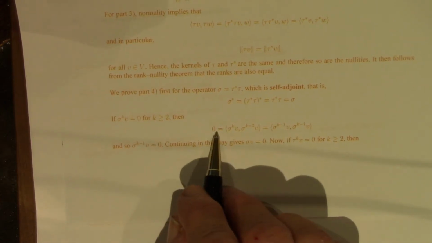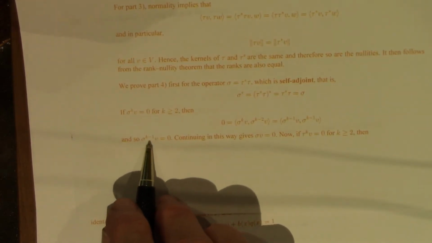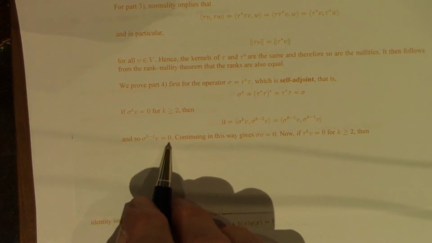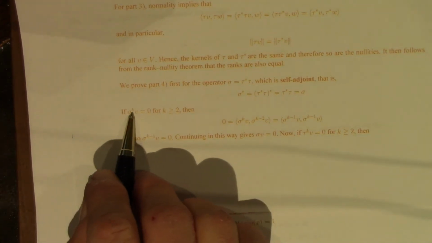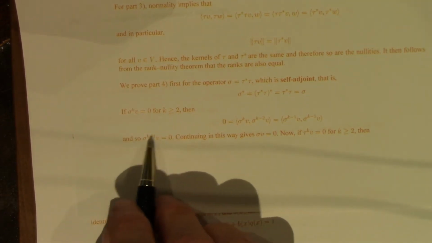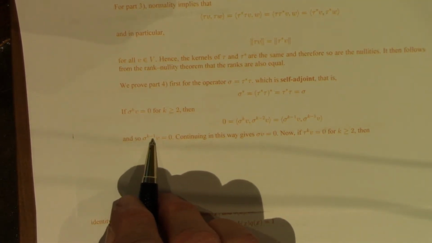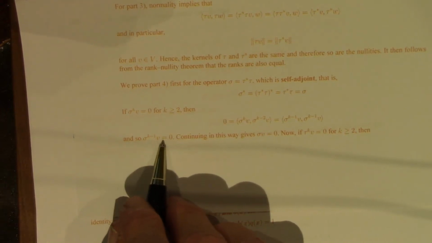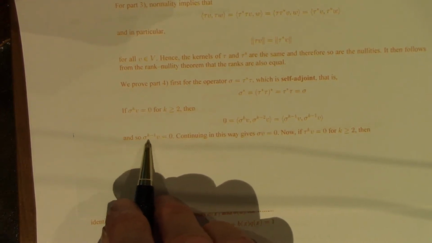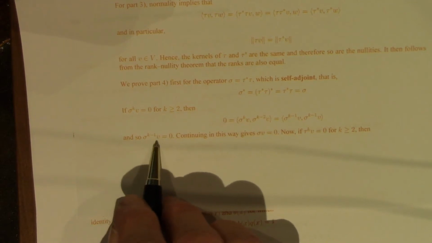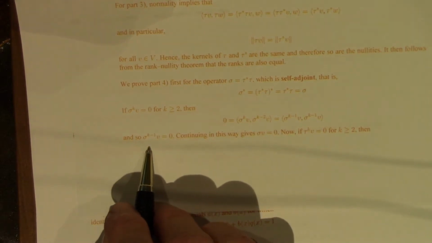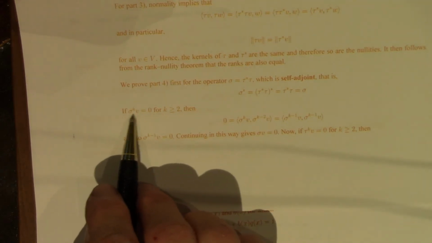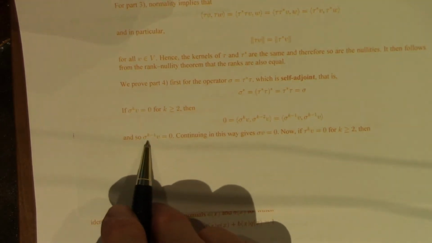If that's 0, then sigma to the k minus 1 v is the 0 vector. So if v is in the kernel of sigma to the k, it's also in the kernel of sigma to the k minus 1. And we can repeat the argument, and v will be in the kernel of sigma to the k minus 2, k minus 3, all the way down to sigma. And so if the kth power of sigma kills v, so does sigma.